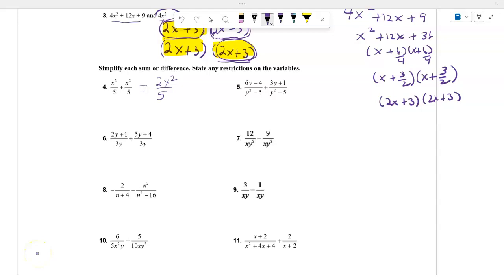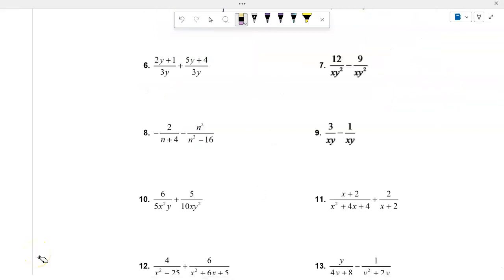Number 6, we have a 3y in the denominator, a 3y in the denominator. So we have 3y. 2y plus 5y gives you 7y, and 1 plus 4 gives you 5. So you can't simplify any further, so the sum of these two rationals is 7y plus 5 over 3y, once again, y can't equal 0.